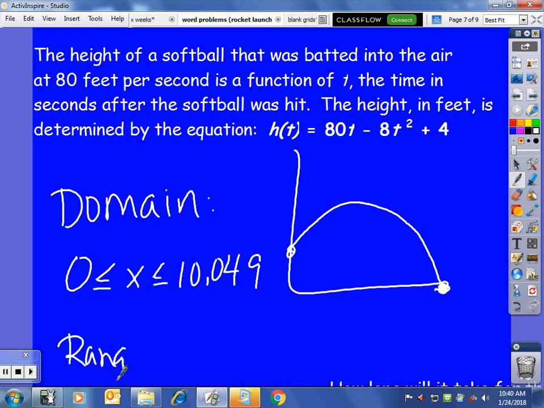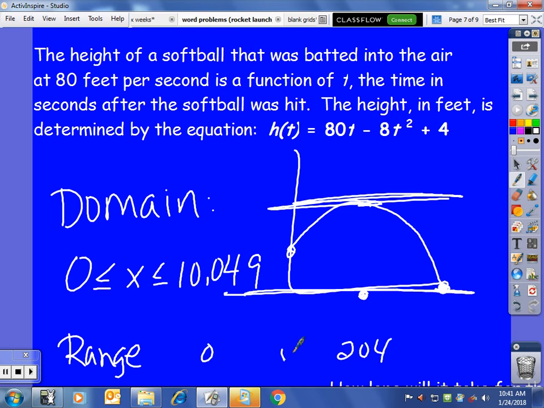What's the range for this situation? The lowest height that makes sense is 0. The highest height is dependent on what the vertex was, which was what? And all the other y values are in between. That's the range of this situation.